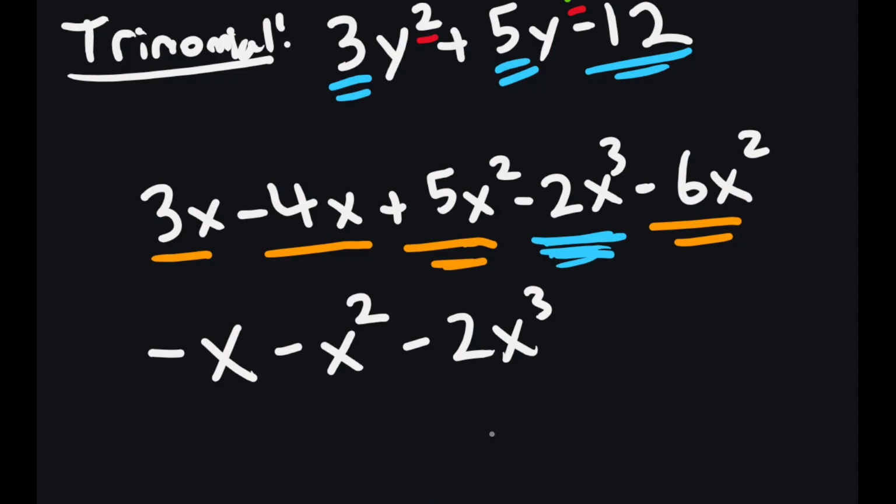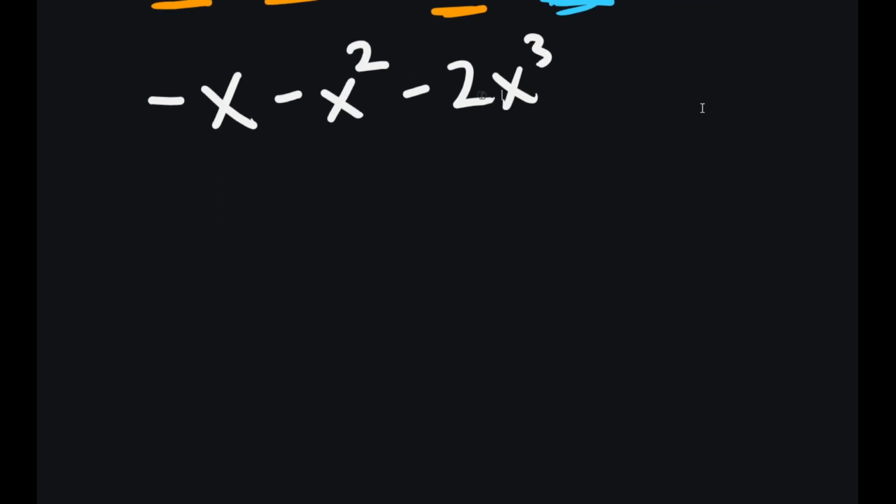It's a trinomial now. And whenever you write out a polynomial, you always want to write it in order with the leading term first. So again, what's the leading term? It's the term with the highest exponent. The highest exponent is 3. So negative 2x to the third is the leading term. So let's write that first, negative 2x to the third.